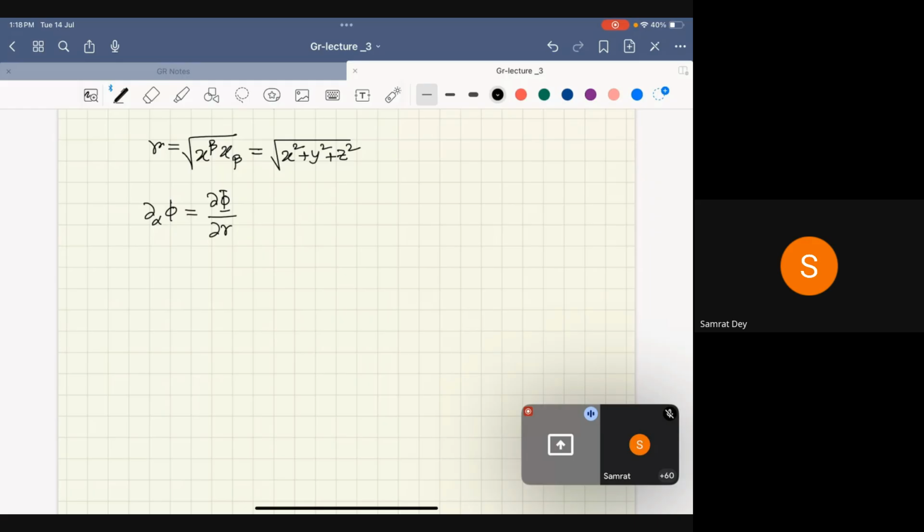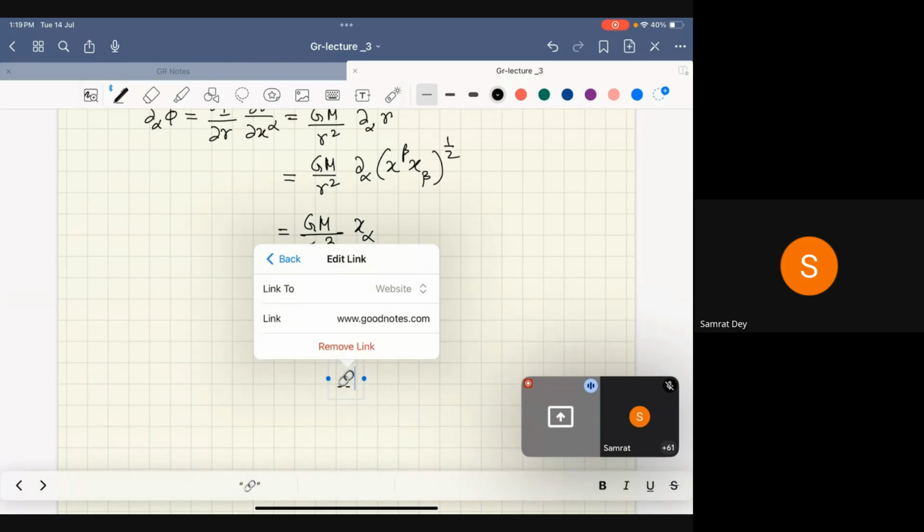Del phi by del x alpha, and therefore this is nothing but GM by r square del alpha r. So this is GM by r square del alpha. You can write r as x beta x beta to the power half. And if you actually do this simple calculation, I am writing the final result, GM by r cube x alpha.